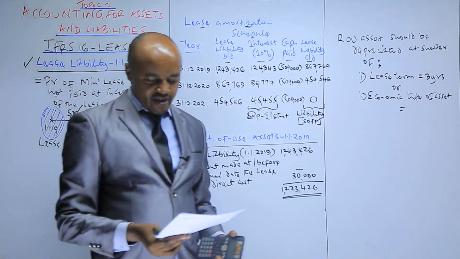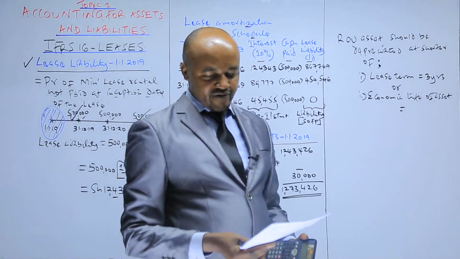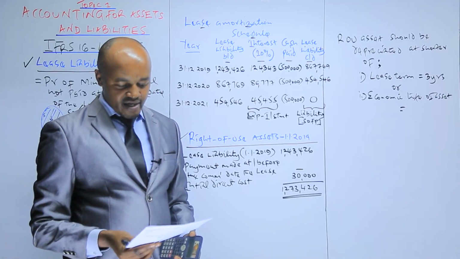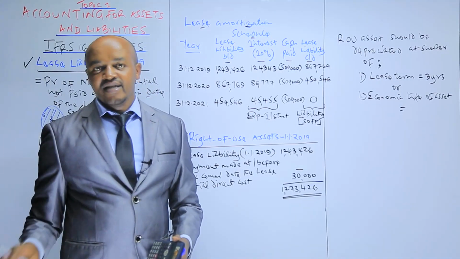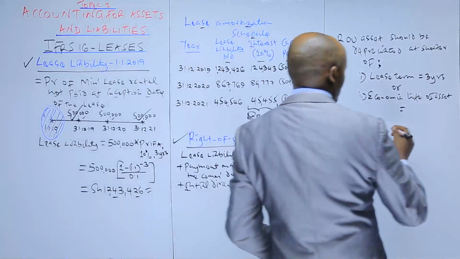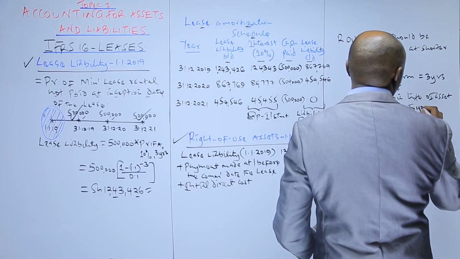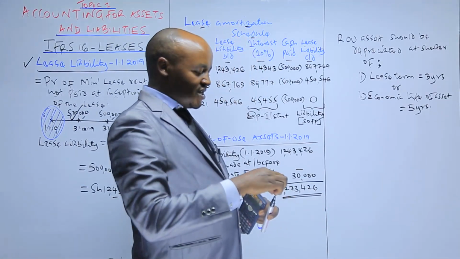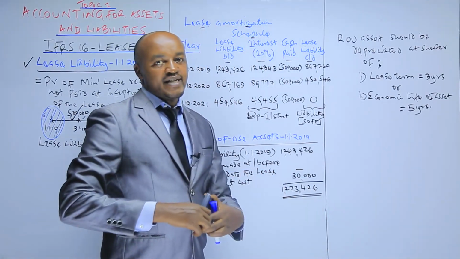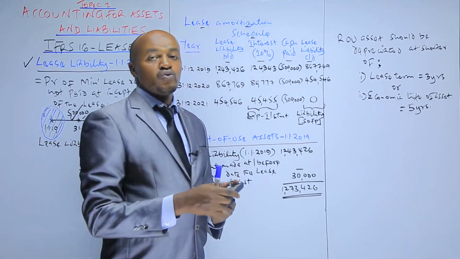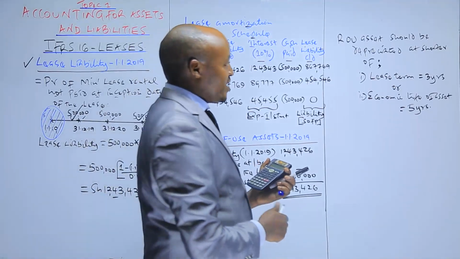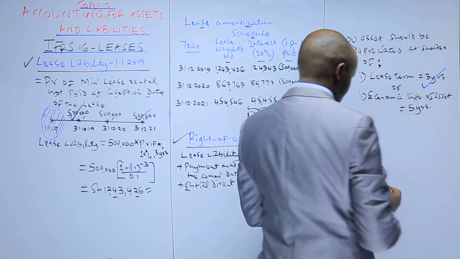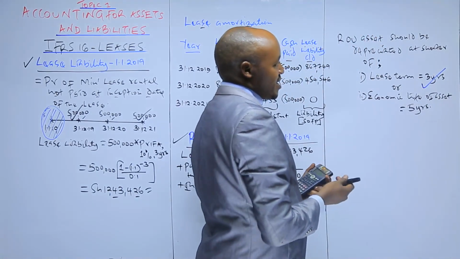Are we given the economic life of the asset in this question? Yes. We are given it in paragraph 2, sentence 2, where we are told the plant and equipment had a remaining economic useful life of 5 years. So what we need to do is to depreciate this right of use asset at the shorter of those two periods. The shorter period is the lease term, which is 3 years.